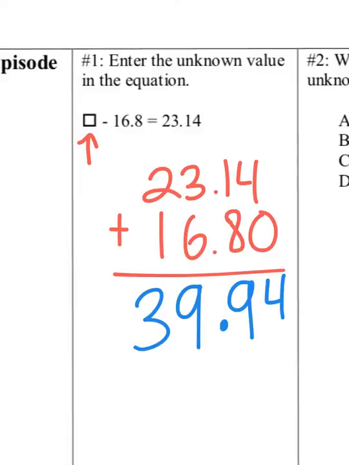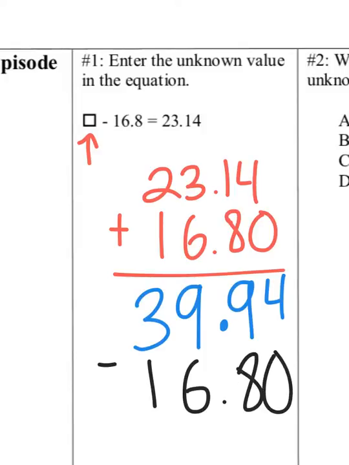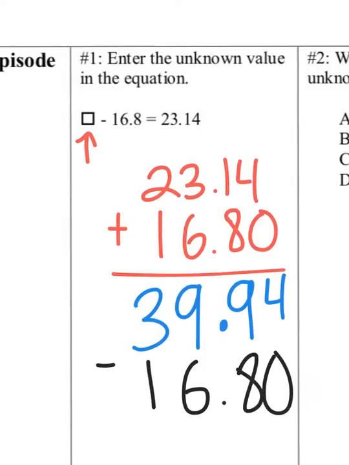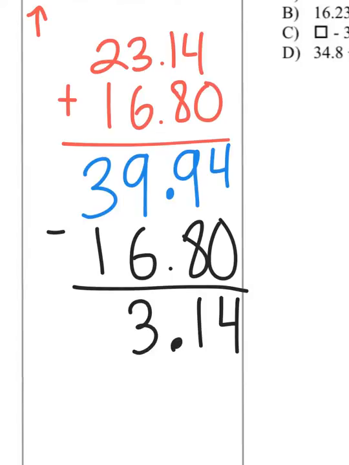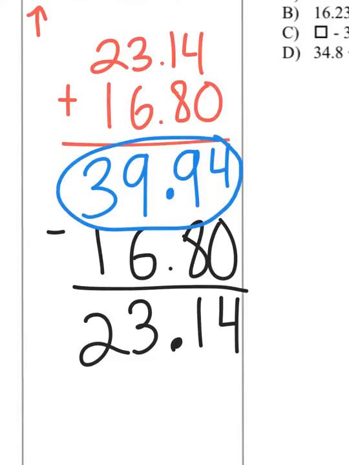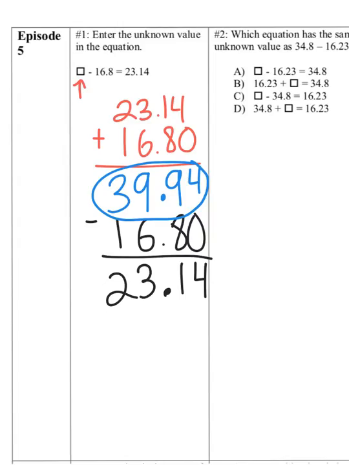And just to double check our work, let's go backwards. Now let's subtract 16.8, and we should get 23.14. 4 minus 0 is 4. 9 minus 8 is 1. Here's my decimal. 9 minus 6 is 3. And 3 minus 1 is 2. And we get back our 23.14. We did it correctly, so the answer must be 39 and 94 hundredths. And we just added those two numbers.